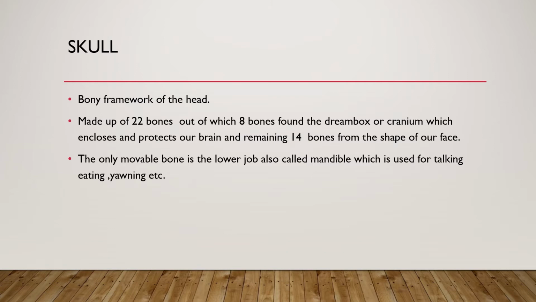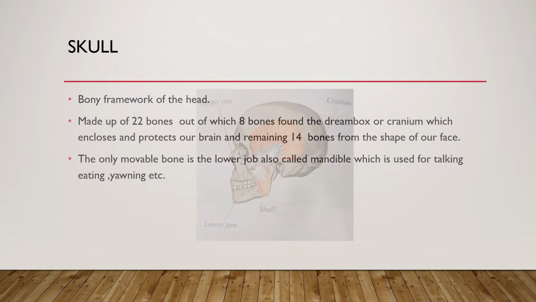One interesting thing here is that in our face or head region, only the lower jaw is movable. The lower jaw is also known as the mandible. The other jaws have fixed joints, as we have already discussed, so they are not movable. We use the lower jaw for talking, eating, yawning. All the activities carried out by our mouth are done through the lower jaw.